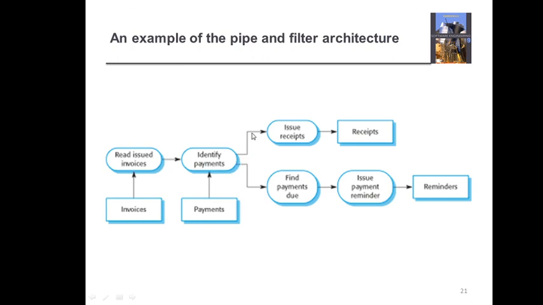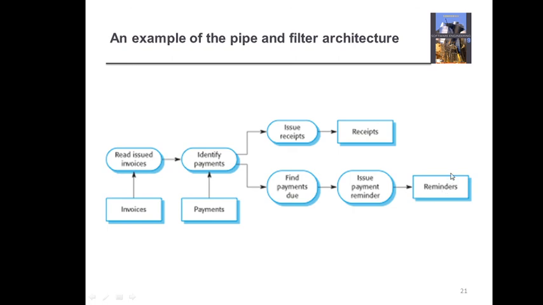Now, if the payment is already done, you have to issue a receipt, and that receipt which is generated is stored in the receipt store. This is one set of activity. Otherwise, if the payment status says the dues are still left, what we'll do is find the payment dues, how much dues are there, then issue a payment reminder to the user, and those reminders will be stored here.